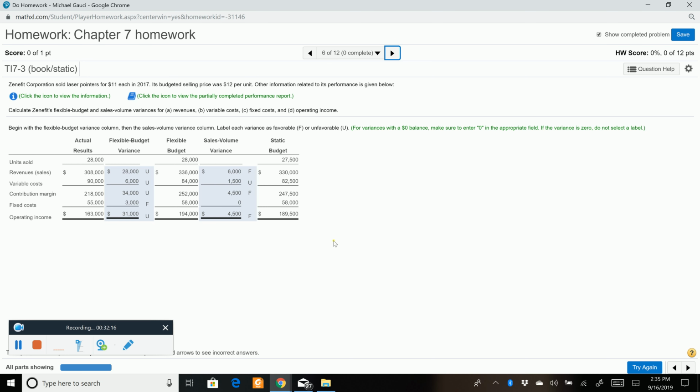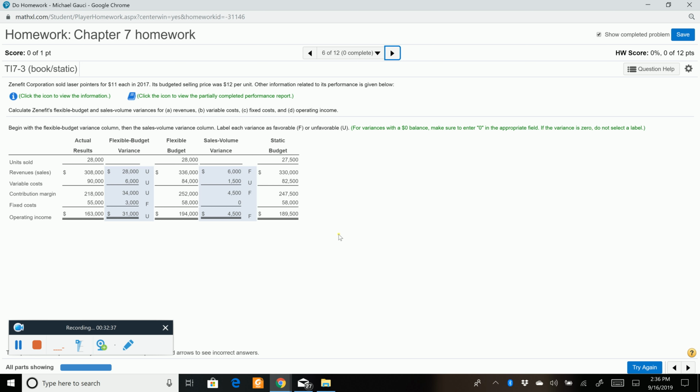And this last homework problem I wanted to go through with you, it's really fairly simple. The author gave us the actual results, which was column 1, gave us the flex budget, which is column 3 here, and then column 5 is the static budget. This is an overall performance report.